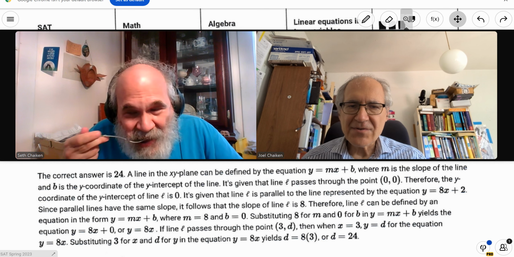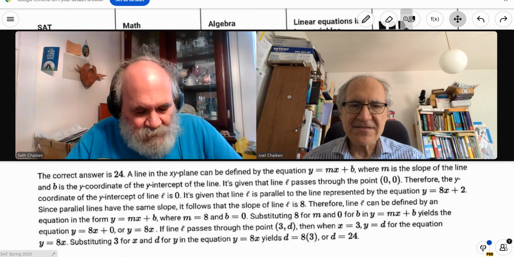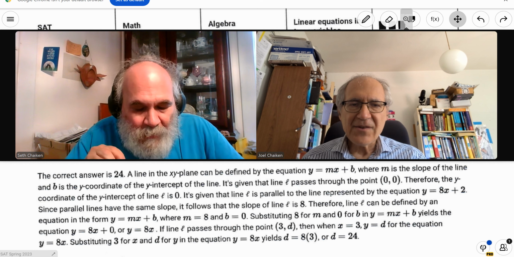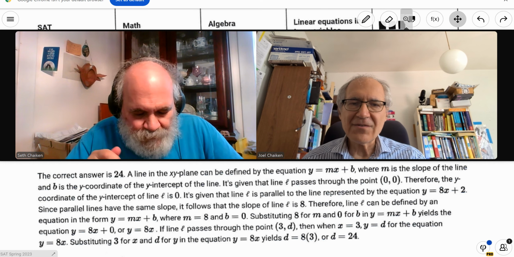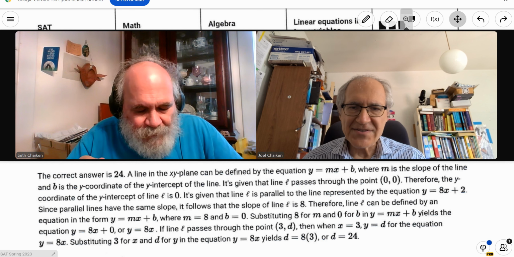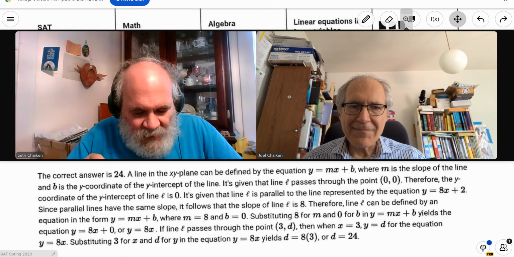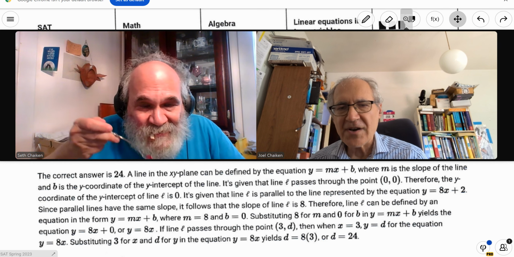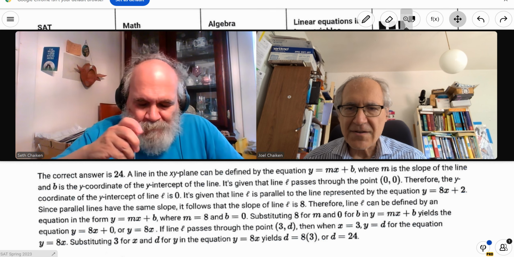This is the big idea: if the line L passes through the point (3, d), then when x is 3 and y is d, for the equation, substitute 3 for x, and you get 24. So it's very similar to how Seth did it. Very straightforward problem. It's just that it had about 3 very small parts. Each part wasn't that bad, but you do have to integrate it all together.